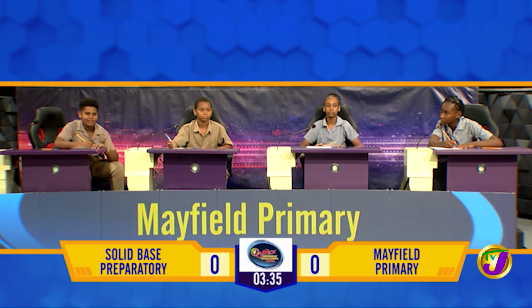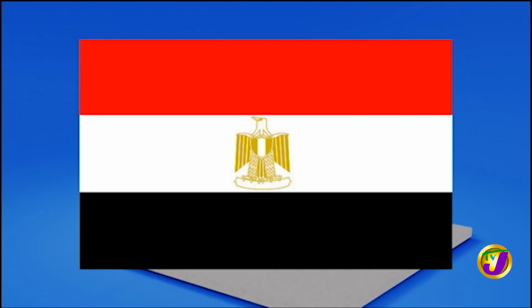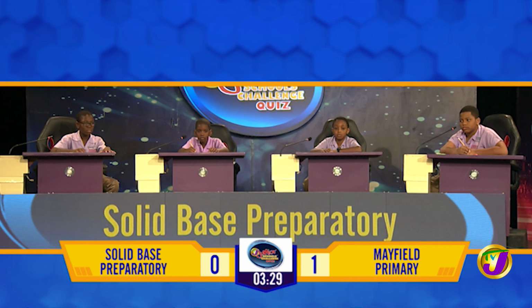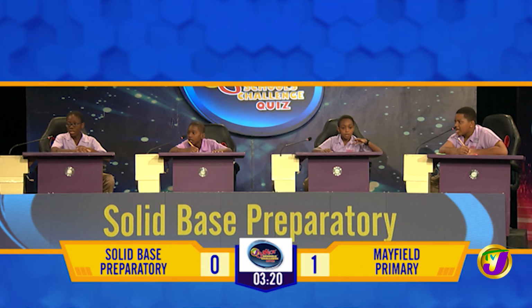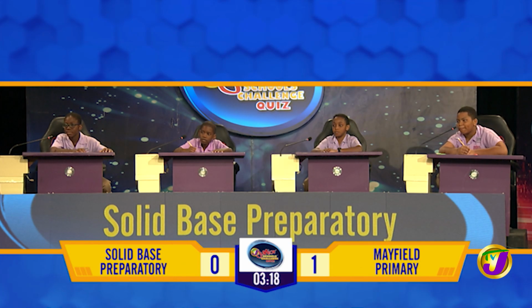International affairs, this is a visual question, Mayfield. Look at the monitor and identify which country's flag is displayed. Egypt. Correct. International affairs, a visual question, Solid Base. Look at the monitor and identify which country's flag is displayed. South Africa. Correct.